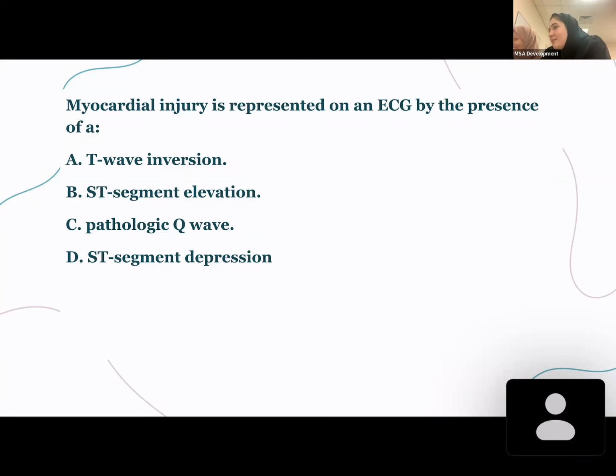B. Myocardial infarction means ST elevation, so maybe this is the same thing. I saw it in a show. Because ischemia. Okay, but most people are saying B. So basically it's B, ST segment elevation. Good job. Why? Because if we have a myocardial injury, then D means ischemia and it's not injury, is it?